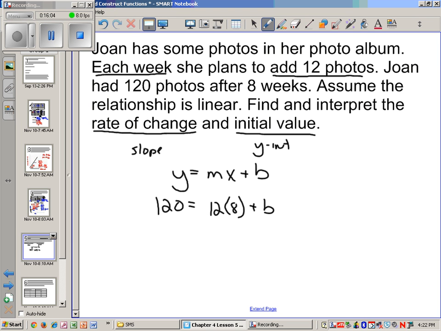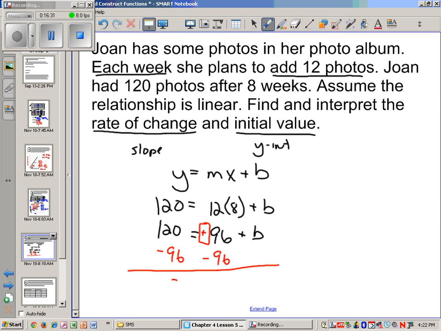We have 12 times 8, which is 96. We have 120 plus our initial value of B. So now we just have to get B by itself. So we have 96. Any number that does not have a sign in front of it, we consider that positive. Now we have to get 96 moving, so we do the opposite of what we got there. We have plus, so we're going to subtract 96 from both sides of the equal sign.